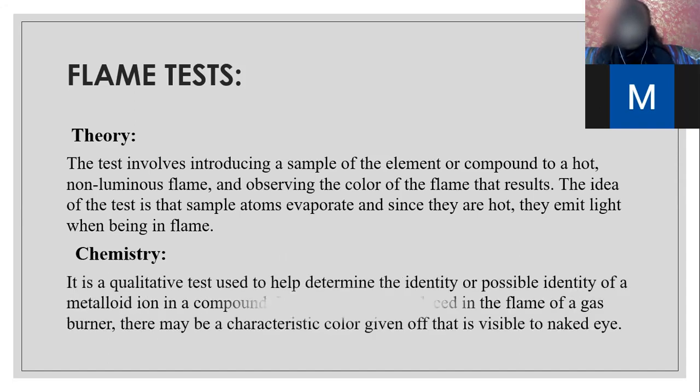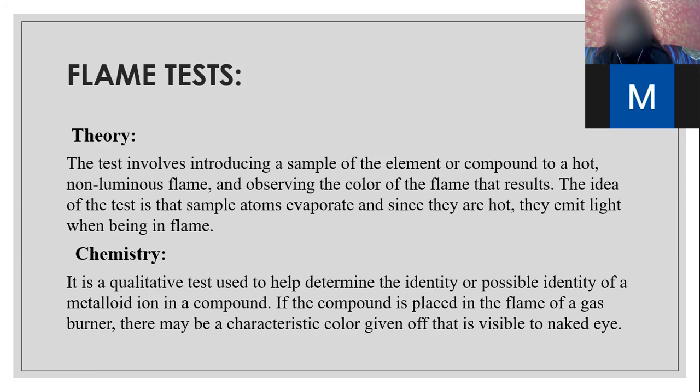Next, what is the chemistry? It is a qualitative test used to help determine the identity or possible identity of a metalloid ion in a compound. We can also say that it is a qualitative test. As I have told you earlier, the scientists are able to identify a metalloid ion in a compound.